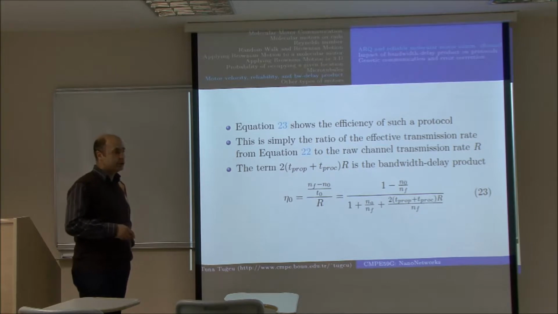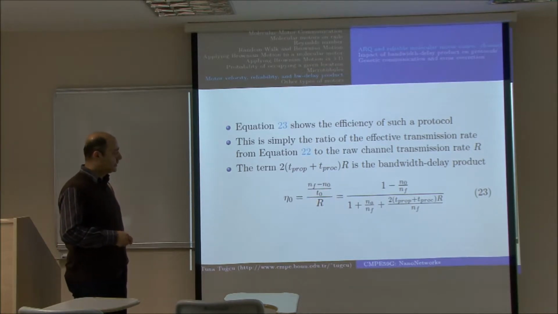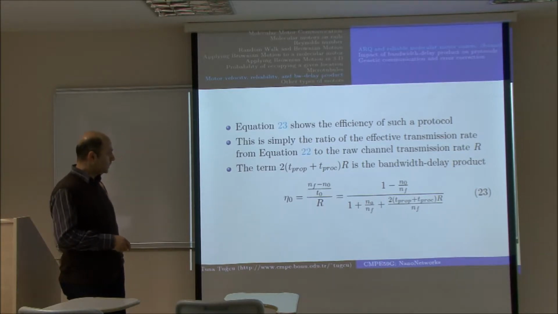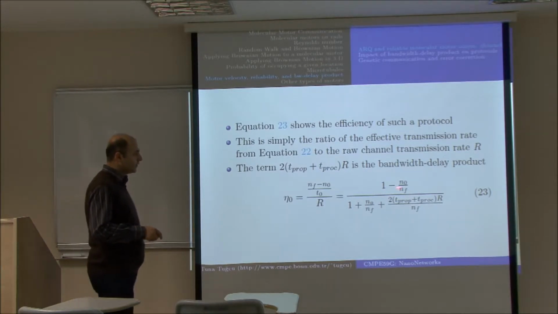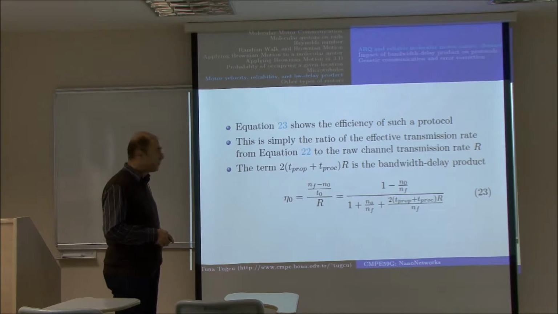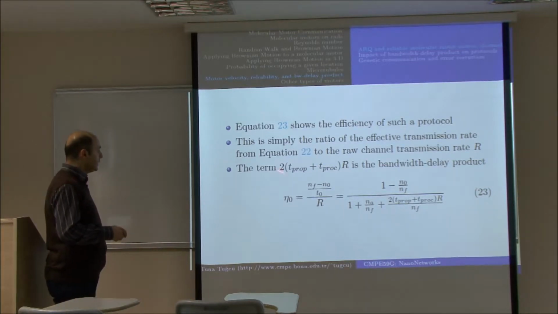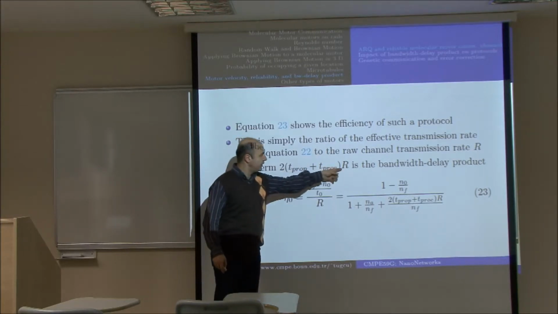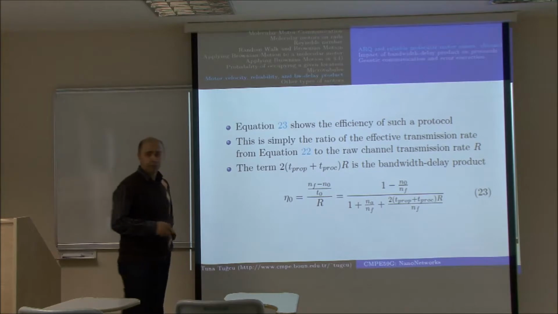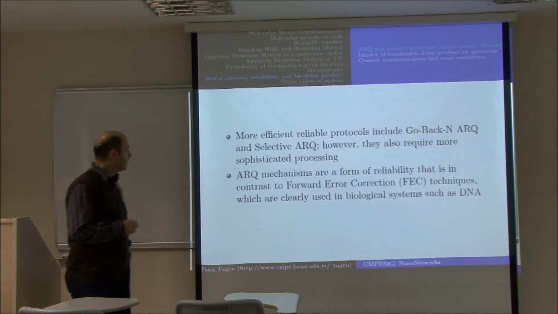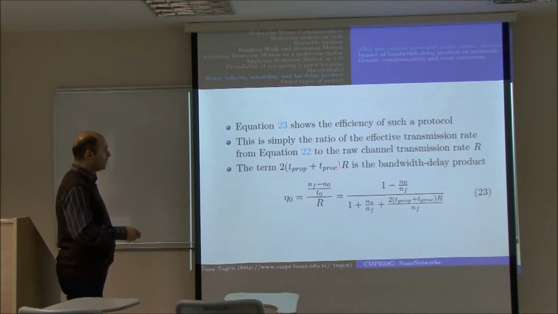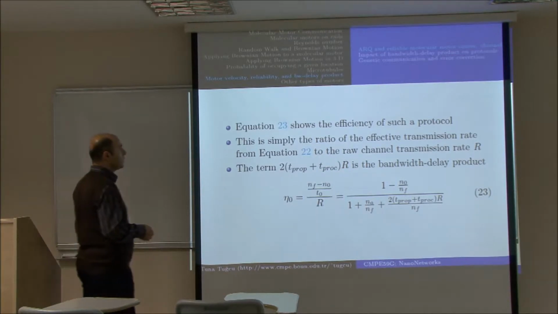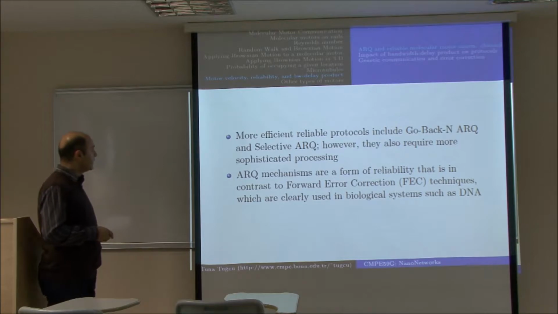Substituting what we had in equation 22 in here for T0, and with some simple arithmetic, you can end up with this ratio. Everything here is what we already have discussed. Twice the propagation time times the rate gives us the bandwidth delay product we discussed. So that would be round trip time times your raw data rate.